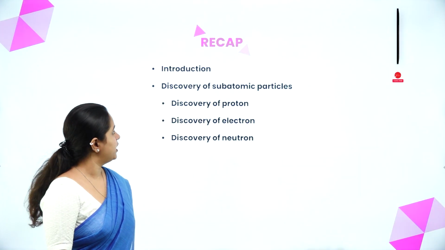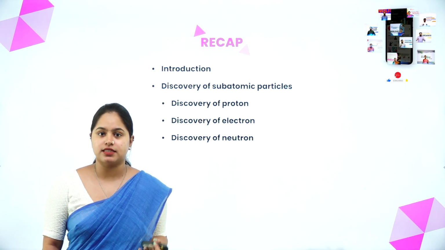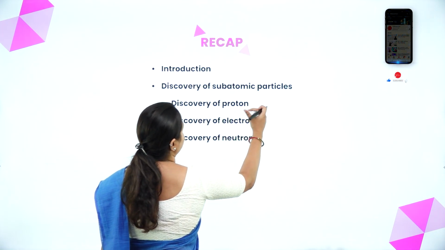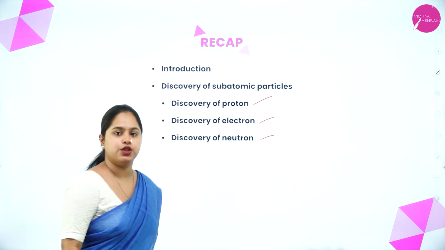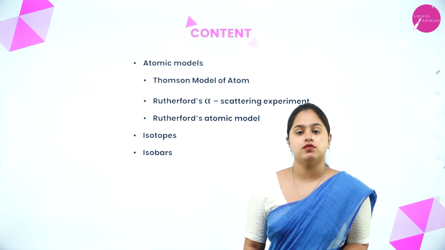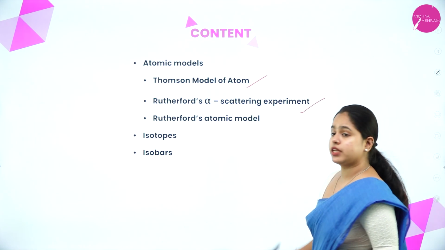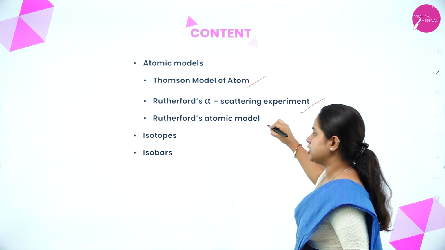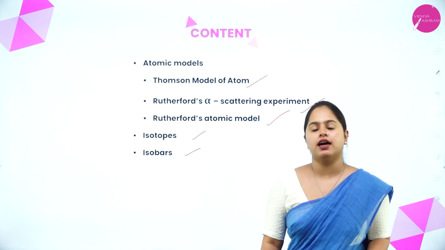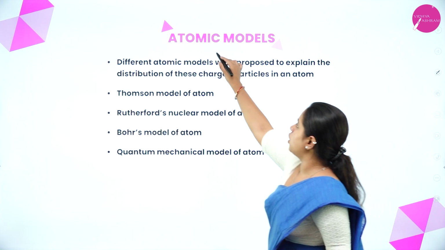In the last class, we discussed a basic introduction to how the subatomic particles were discovered. Then, in detail, we discussed the discovery of the proton, electron and neutron. In today's class, we will be discussing atomic models, under which you will study Thomson's model of the atom, Rutherford's alpha ray scattering experiment and Rutherford's atomic model. Then we'll discuss isotopes and isobars. So let's begin with the first topic for today, that is atomic models.